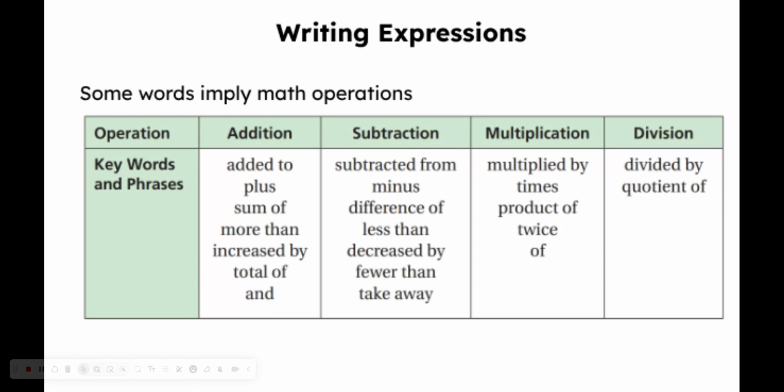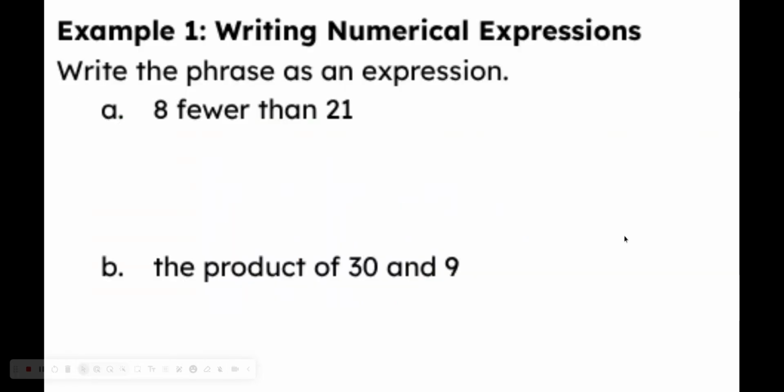Multiplication is going to be multiplied by, times, product of, twice. Also, just the word of by itself means multiplication. A lot of times we will also see not just twice, but thrice, quadruple, those kinds of things, meaning I'm multiplying by certain numbers. We can also have groups of, and then division, because division and multiplication are related, sometimes we have groups of for division as well. And then, of course, we also have divided by and quotient of.